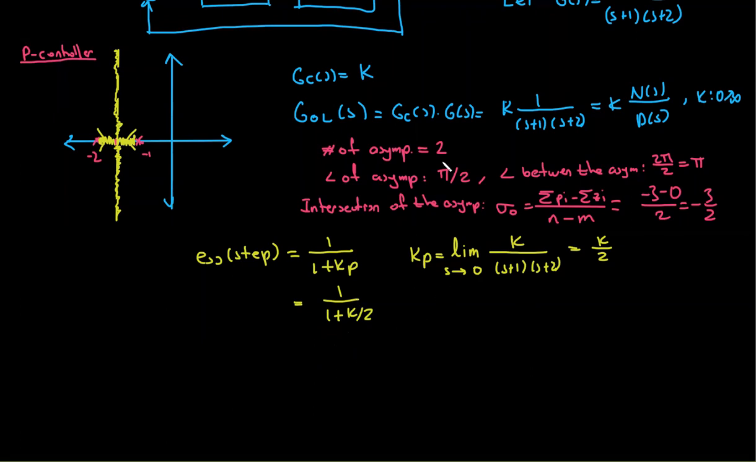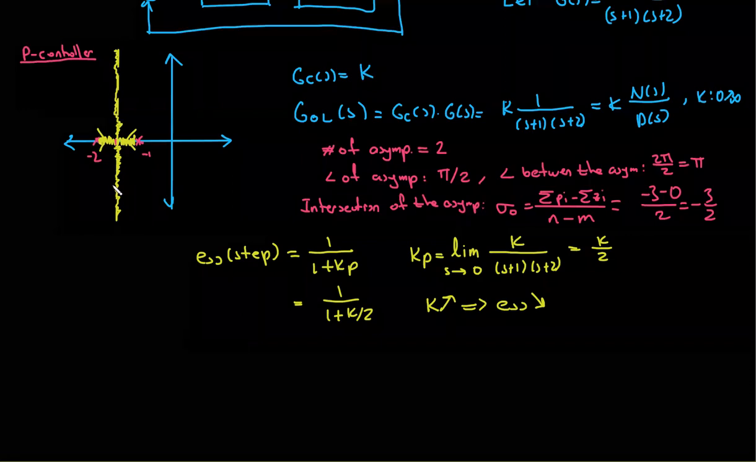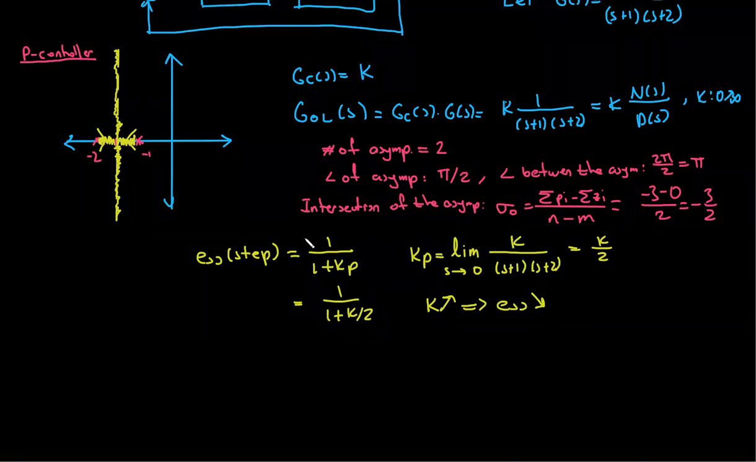So what happens to the steady state error as K increases? If K increases, the steady state error will decrease, right? So ESS will decrease. That's a good thing. But when K increases, there's another thing happening here, which is undesirable. What is that? Overshoot. Exactly. So the overshoot is increasing, right?